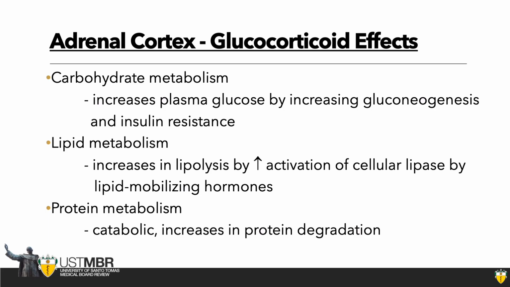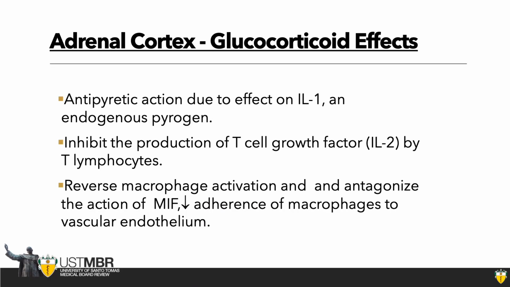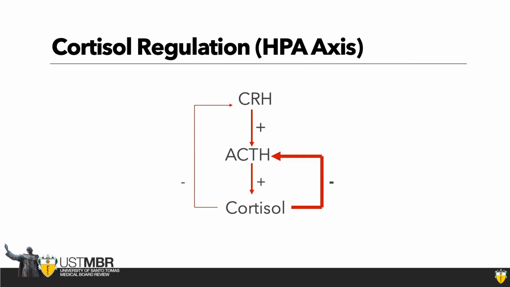So therefore, if you have too much cortisol, there's going to be muscle wasting. It has anti-inflammatory effects, as you know, in many autoimmune diseases or rheumatologic diseases. They'll use this. It has antipyretic action, so we don't use it for fever, but if the patient is on steroids, it can mask an infection. For example, the patient will not mount a fever. It inhibits production of T cell growth, so it can be used as an immunosuppressant for renal transplant, for example. So this is how it's regulated.